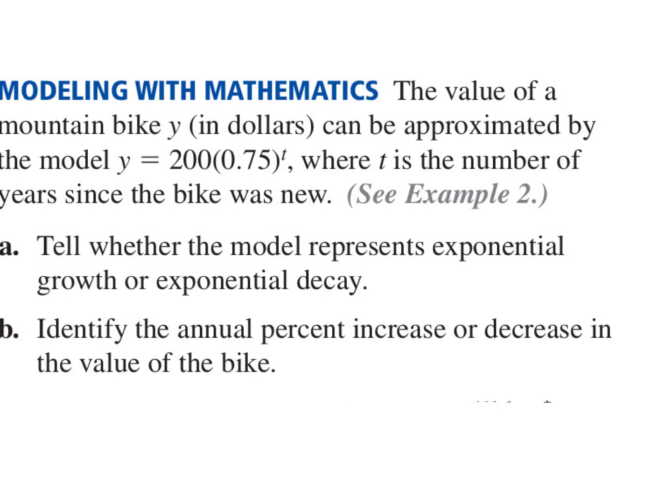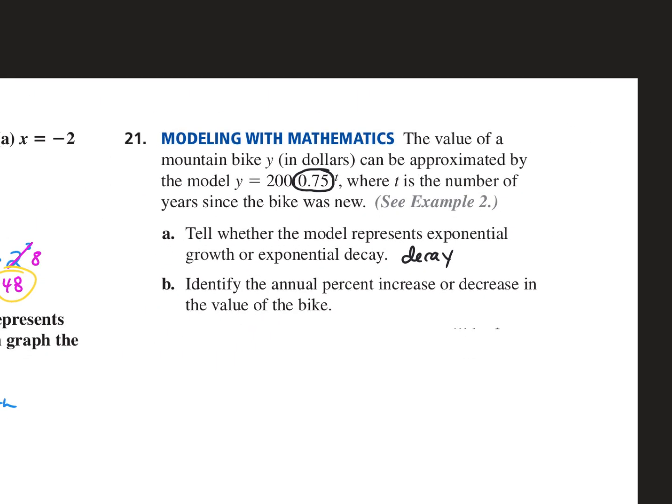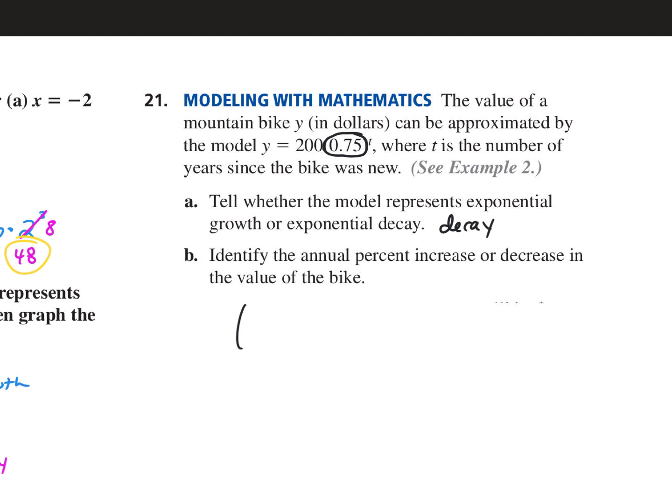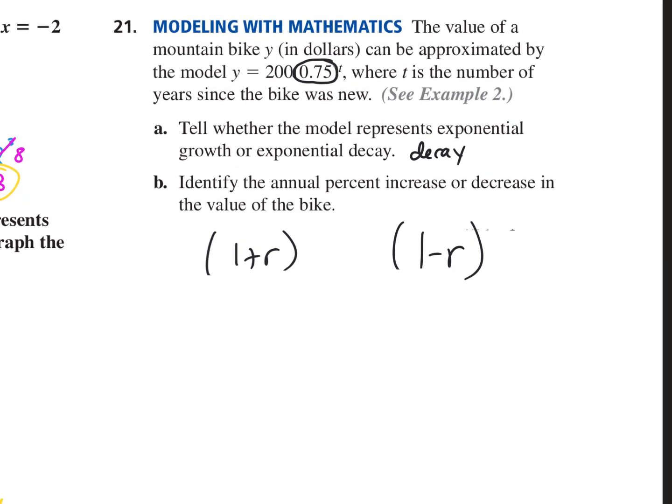All right, just looking at this, it says to identify, is this a growth or a decay? Why? Perfect, because it's in between 0 and 1. Good. Very good. It says identify the annual percent increase or decrease. So remember, if it's a growth, it's 1 plus R, right? If it's a decay, it's 1 minus. So which parenthesis am I going to set equal to 0.75? Okay. So 1 minus R equals 0.75.